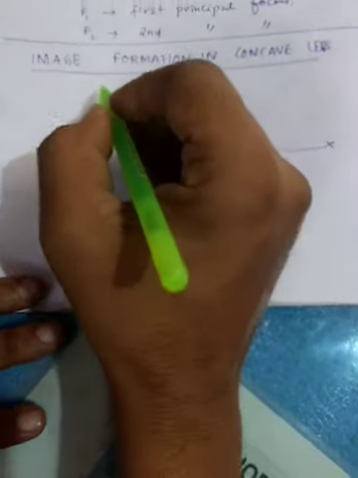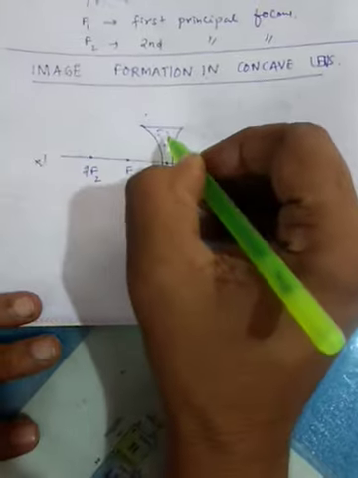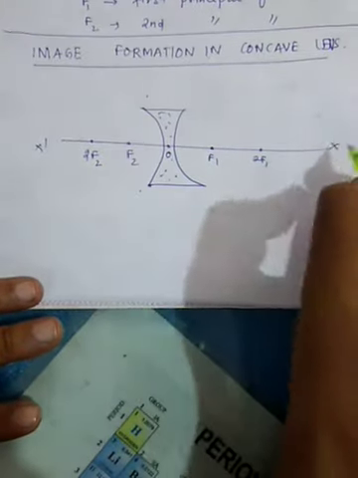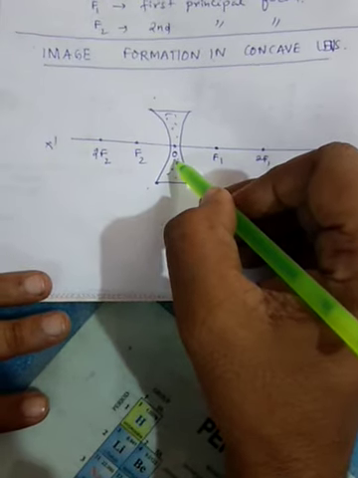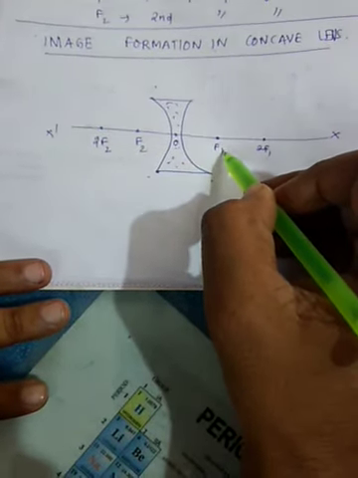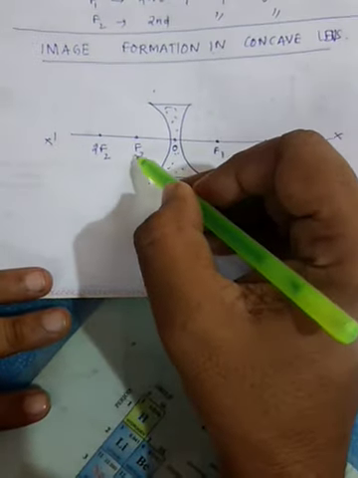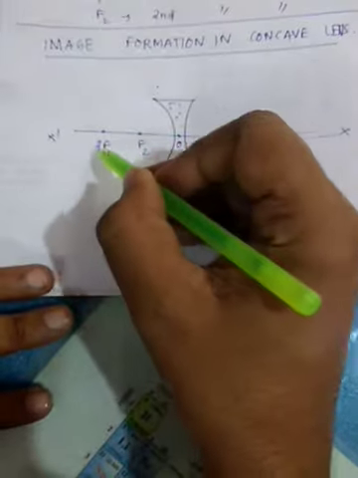Now today we discuss image formation in a concave lens. A concave lens is usually a diverging lens. This is the principal axis X X dash. This is the optic center. Here the second focus F2 is on the left side and the first focus is on the right side. Here the focus is virtual.